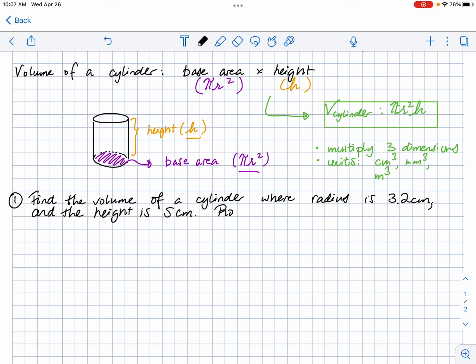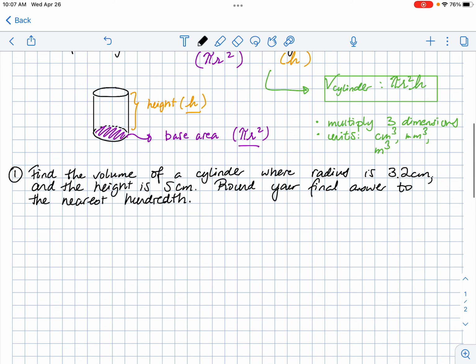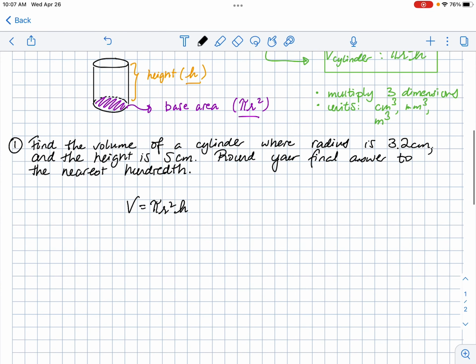Round your final answer to the nearest hundredth. Okay, so that's your question. What is the first thing you're going to write down all the time is you are going to write down the volume of a cylinder formula, which is V equals pi r squared h. That's the first thing you're going to write down. Now, I want you to pause it and think to yourself, what is the next step? What are you going to write down next?